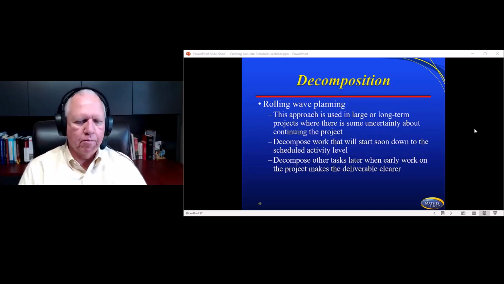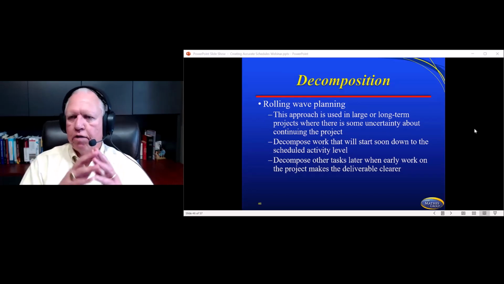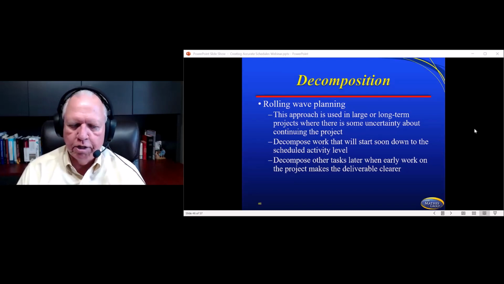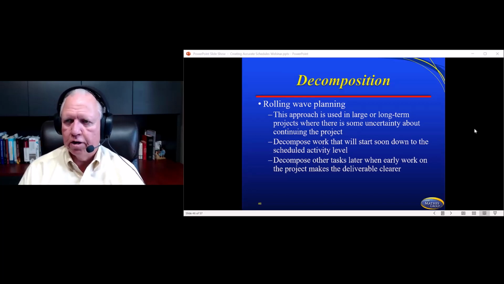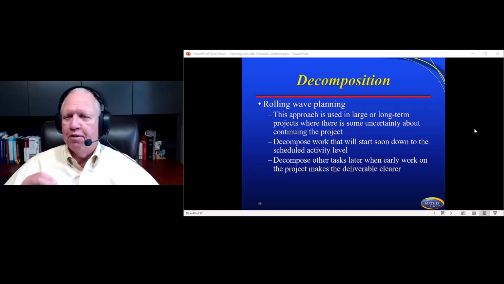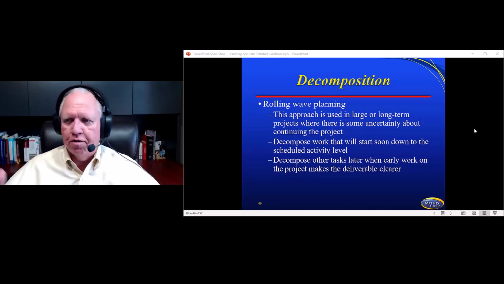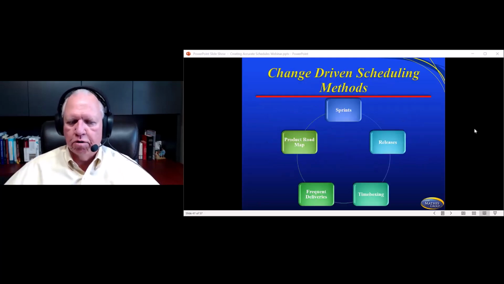Rolling wave planning is something that can be utilized in both. This approach is used in large or long-term projects where there's some uncertainty. So you estimate what you can, and then as you learn more, your estimates get better over time, and you adjust them. You decompose other tasks later when early work on the project makes the deliverable clear. And we use this kind of inadvertently, because we learn. You learn that, well, I've got 5 hours for this, man. It's taken us 8 every time we've done this. So we start adjusting, realizing that we're not going to hit it at 5 hours. That's just not where we are.